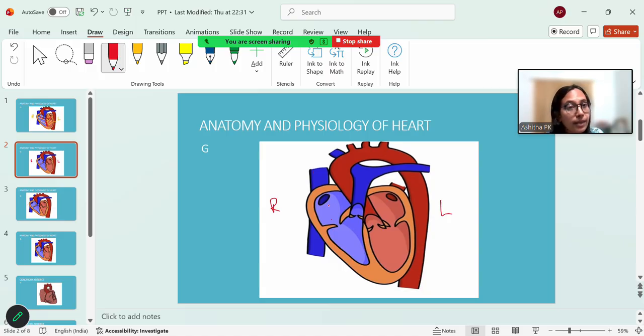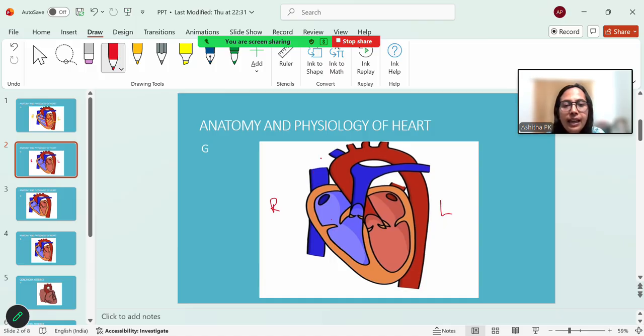So the right side of the heart has to pump this blood to the lungs to pick up oxygen, and it becomes oxygenated blood. The lungs send this oxygenated blood back to the heart, and the heart pumps this blood to the whole body. This is how the circulation works.